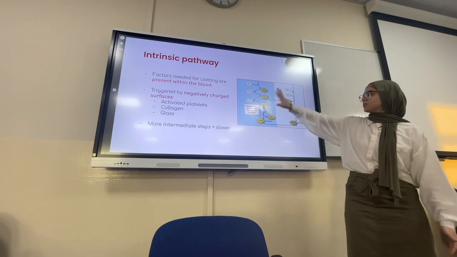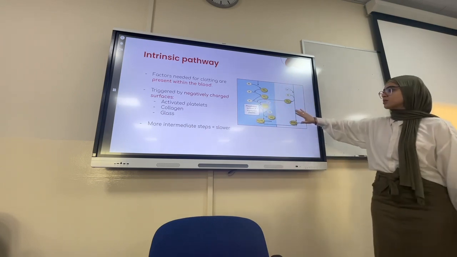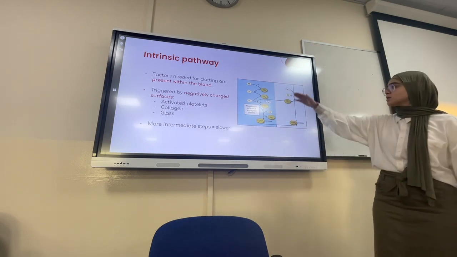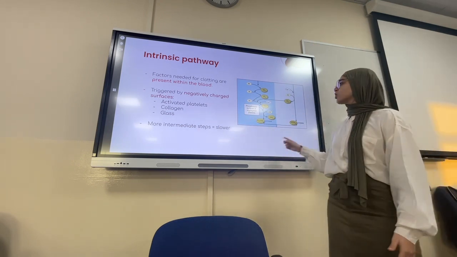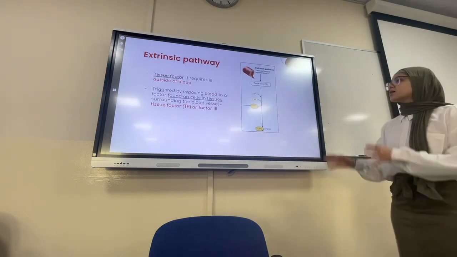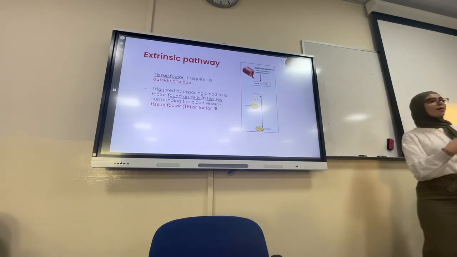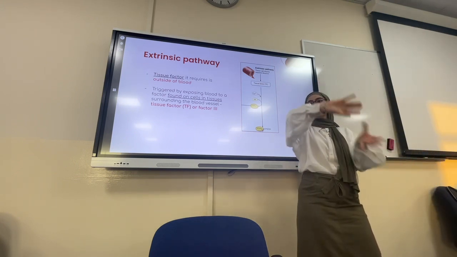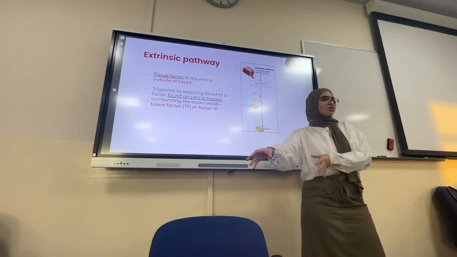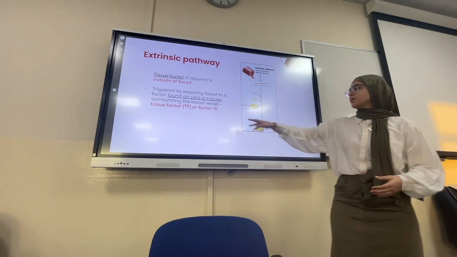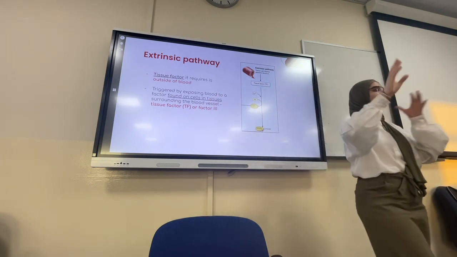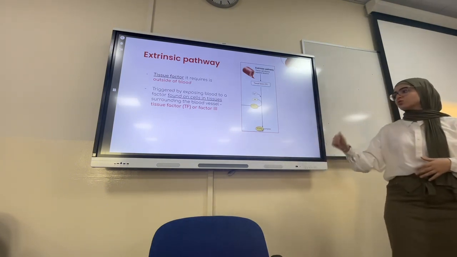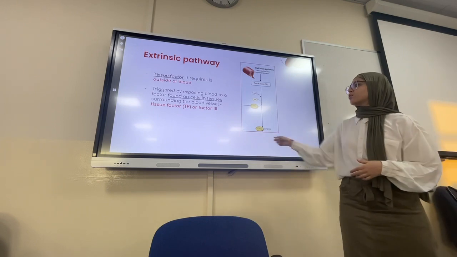How many? These have more steps in comparison to the extrinsic, so I'm expecting which one to be slower? The intrinsic. Intrinsic should be slower because I have more intermediates and I generally have more steps. Extrinsic pathway, on the other hand, I'm getting a tissue factor. It requires this tissue factor from its name, tissue, and a factor that's in the tissue. It's not in the blood, so that's why it's extrinsic. And that's when the blood is exposed to the outside of the tissue, and I have the tissue factor, which is also known as factor number 3.